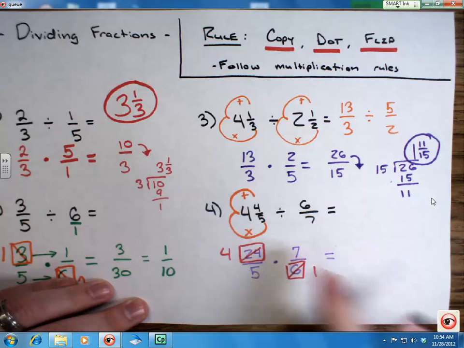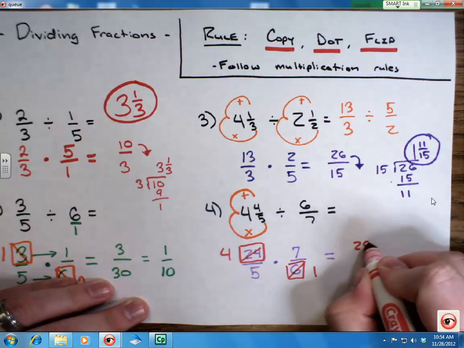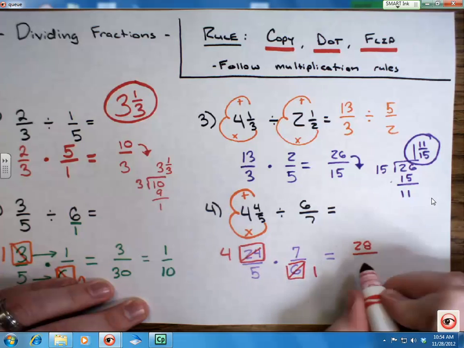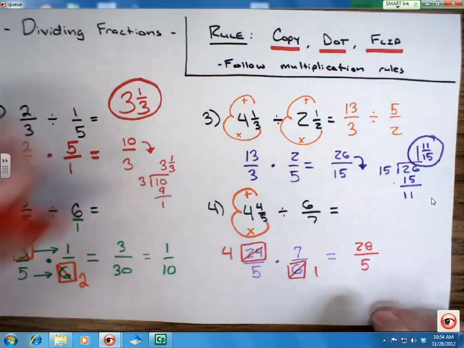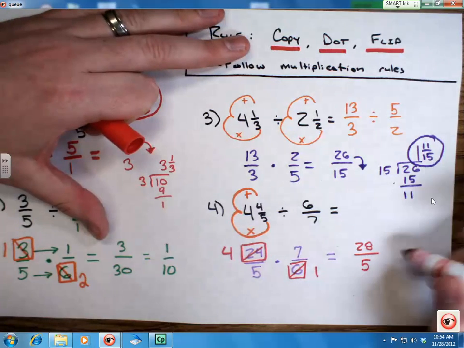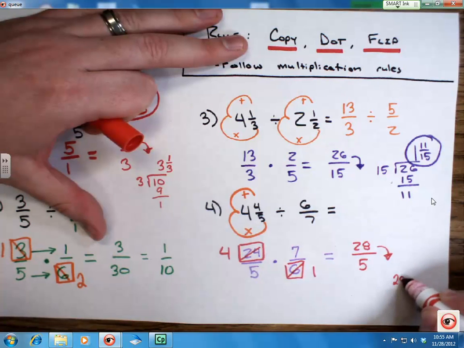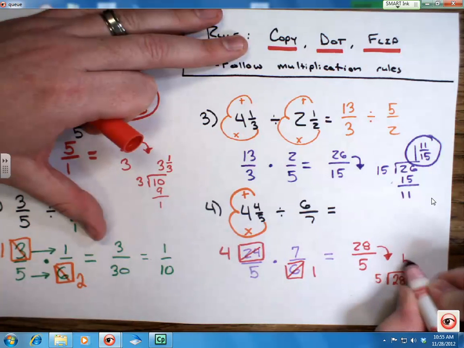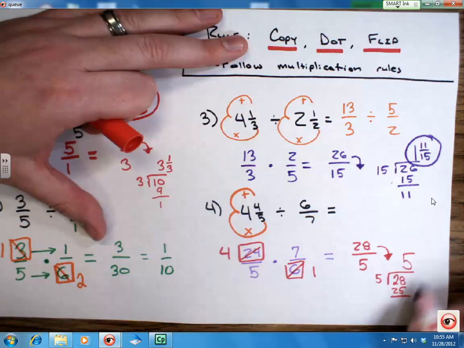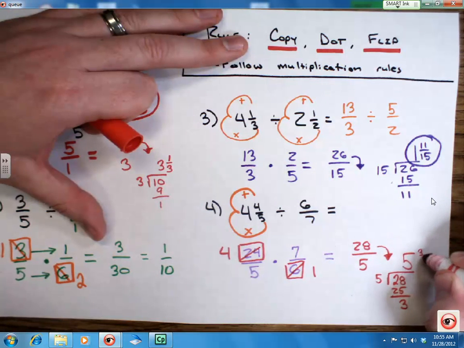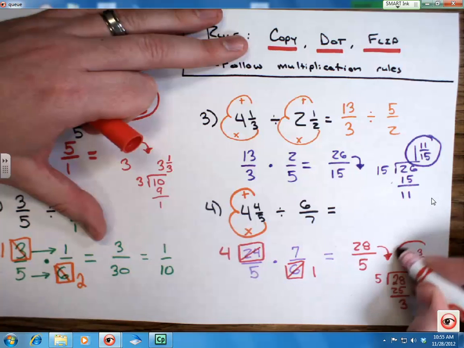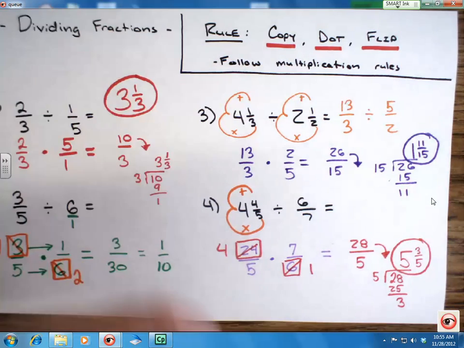Okay, so what's 4 times 7? 28. What's 5 times 1? 5. So I get 28 over 5. Now I'm almost done. I need to go ahead and finish up by dividing up. Okay, so I'm going to have 28 divided by 5, which, yes, 5 does go into 28 5 times, which gives me 25, left over of 3. So I need to take that remainder and put it over the number that I divided by. So it will be 5 3/5. And that would be my answer.